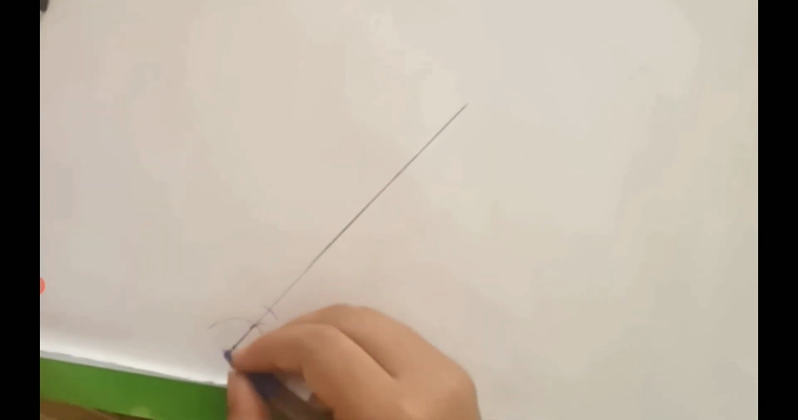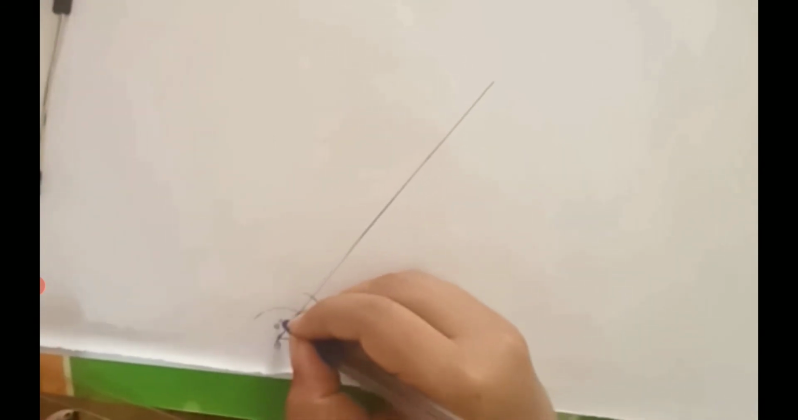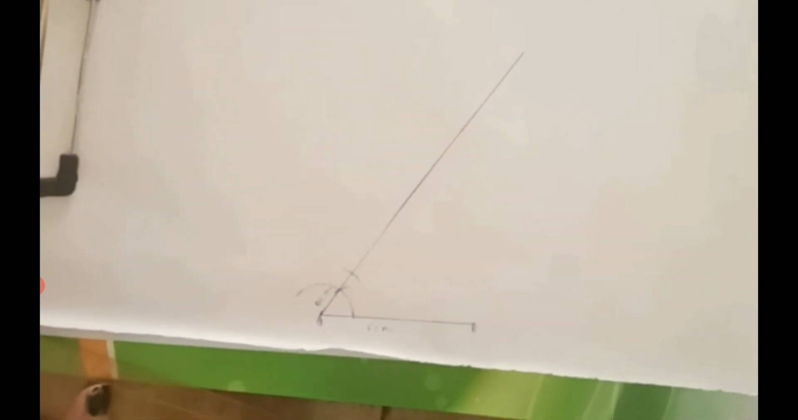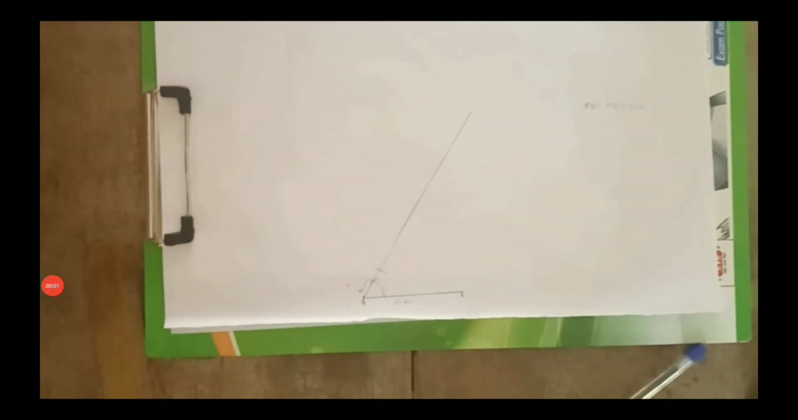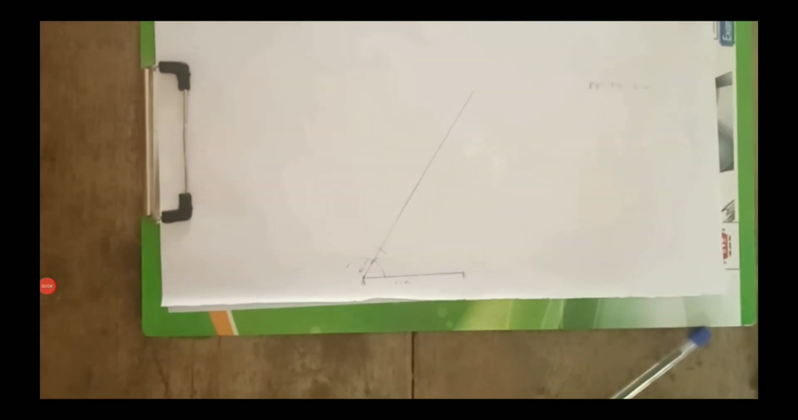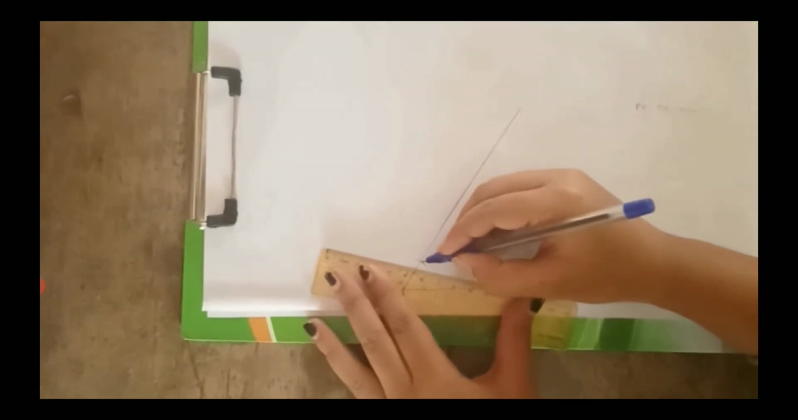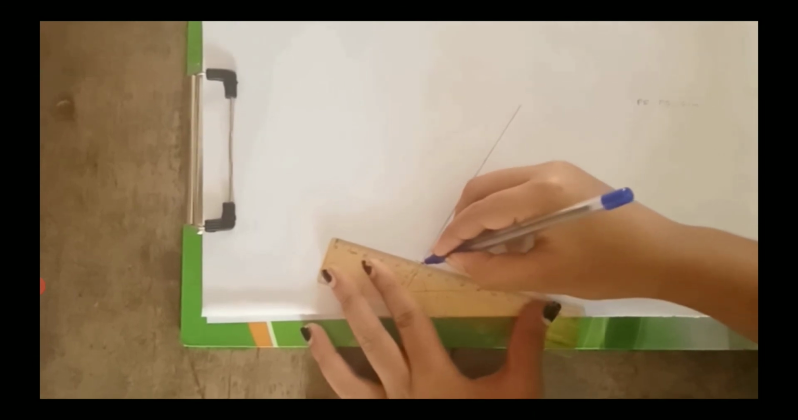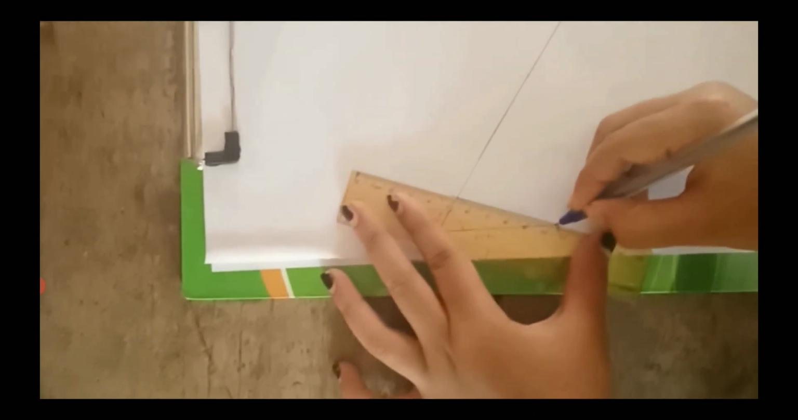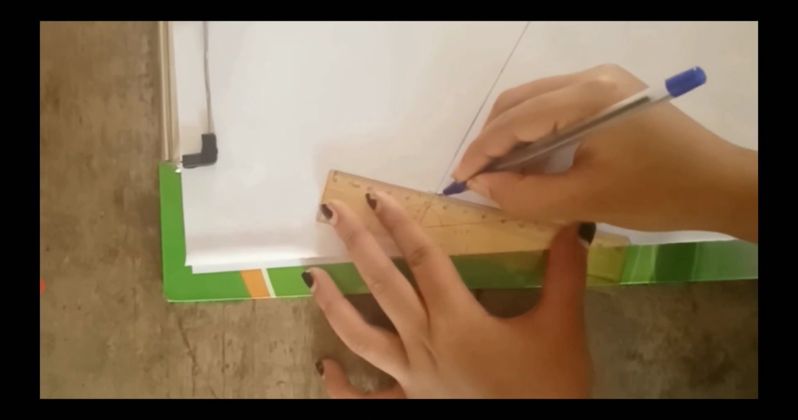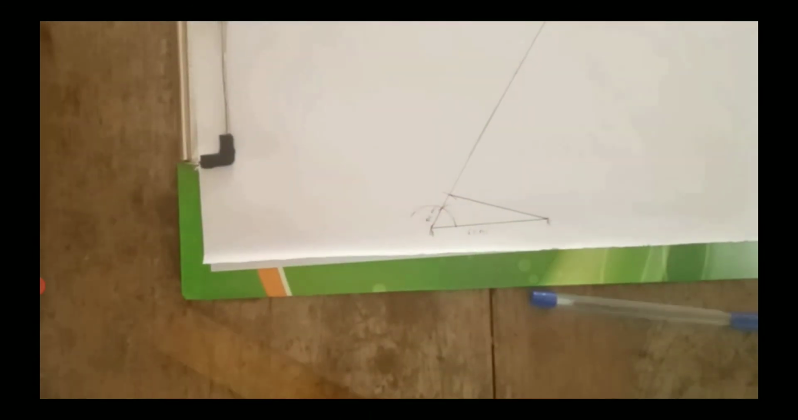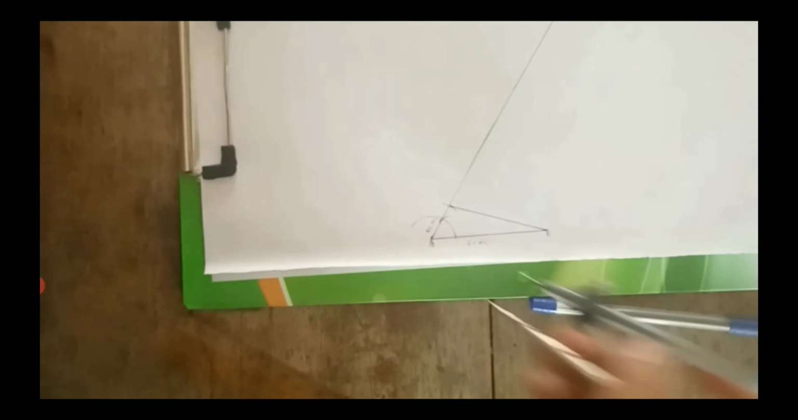Join that point D to R. Here the difference of the two sides, PR minus PQ, equals 2 centimeter. Therefore, you got that point D. Now you got a triangle DQR. DQR is a triangle formed.